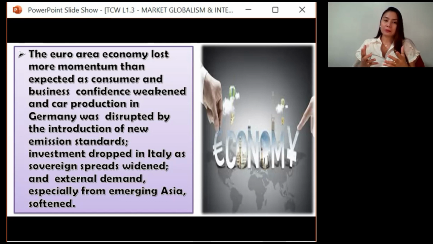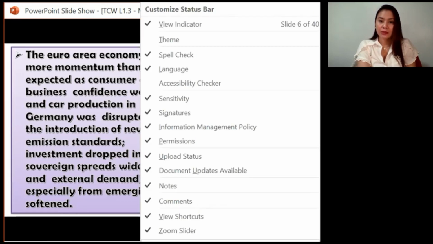So there are basically a lot of factors that would threaten our economy and affect our global market. So there.